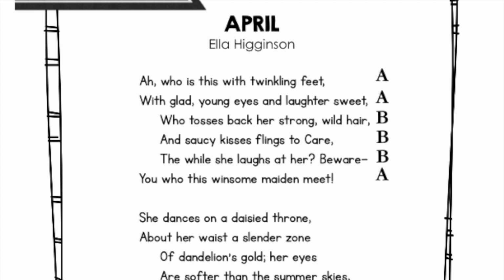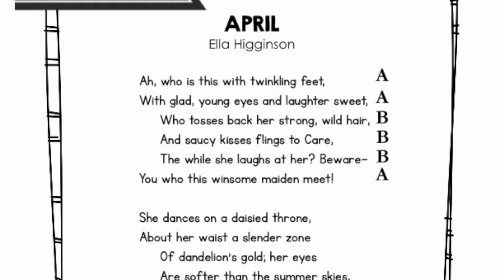Notice feet and sweet have the same ending sound, therefore they rhyme, so they both have that A A next to them. Who tosses back her strong wild hair, and saucy kisses flings to care. The while she laughs at her, beware. So all three of those lines, hair, care, and beware, all have the same ending sound. So those we put B, B, B, so that they're the next rhyming sound and they all match.